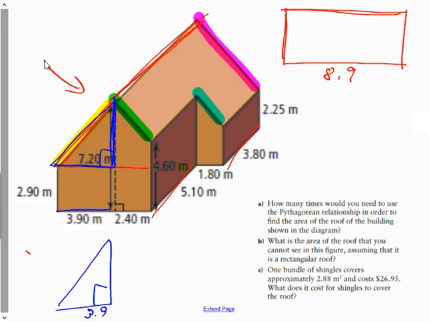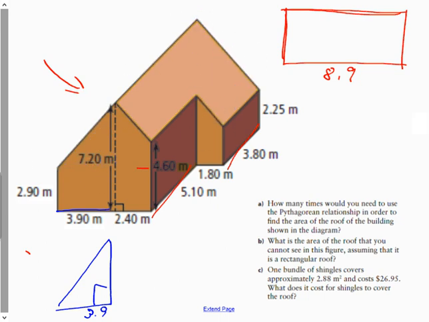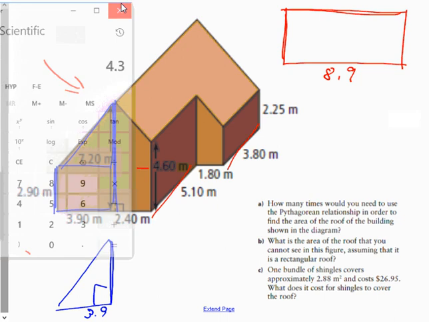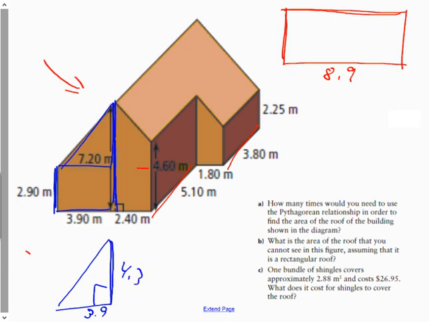No, it's not 290. If we think about it, let me just erase this for a second. I'll draw it again. If we think about this, we know that this height is 2.9. And we know the whole height here is 7.2. So this measurement is going to be 7.2 take away 2.9. Agreed? So if I use my calculator, 7.2 take away 2.9 is 4.3. So therefore, this distance here is 4.3. You with me? Because 4.3 plus 2.9 is the 7.2. So now we have two sides of a right triangle.